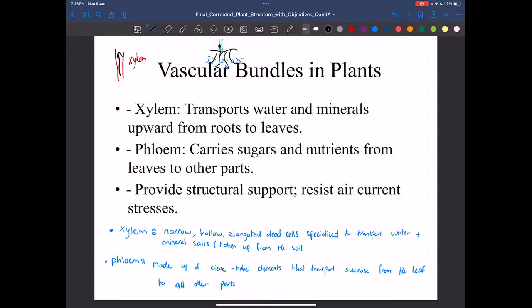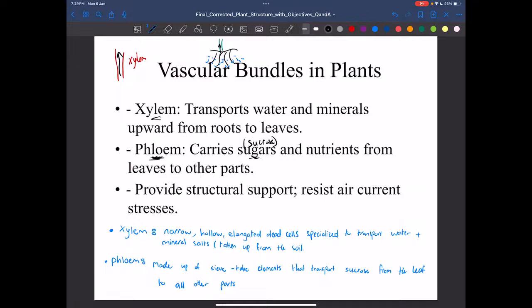However, in the phloem, we carry sugar. What type of sugar? It's sucrose usually, okay? So they carry sucrose and nutrients from the leaves to other parts. So phloem goes in many directions. It goes to other leaves, but also goes down to the roots. The roots also need sucrose to perform cellular respiration. They need sugar. So the phloem goes in many directions, while the xylem only goes upward, okay?